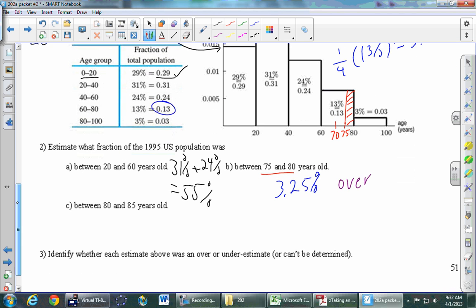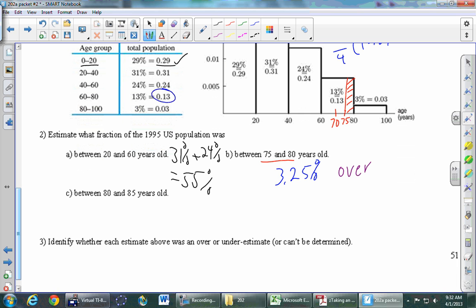And then if we go to the next question, it says between 80 and 85. So 80 to 85 is our last rectangle. 90 is there. 85 is not there. 85 is here. So what do we do with the 3% to find that piece? Again, we'll take 1/4 of it. So 3% and then 1/4 of that. So about 0.75%, a little less than 1% of our population is between 80 and 85 years old.